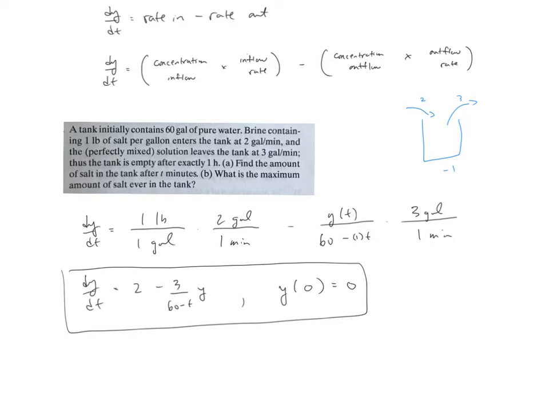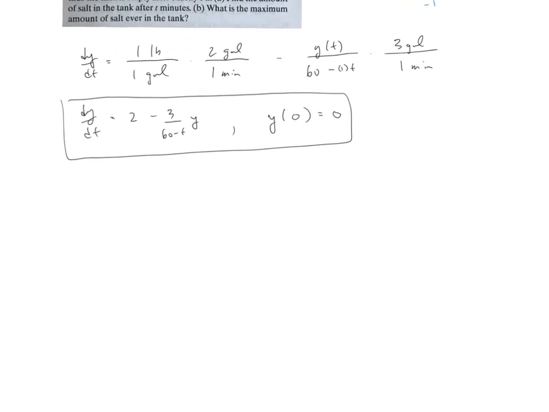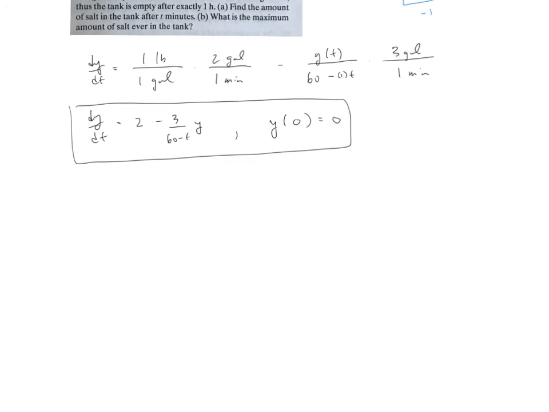It is going to be a linear differential equation, as I pointed out. And so to solve this, we're going to need to make sure it's formatted correctly. So I'm going to move this up a little bit more here. And to do so, I want this to look like dy/dt plus 3 over 60 minus t times y equals 2.